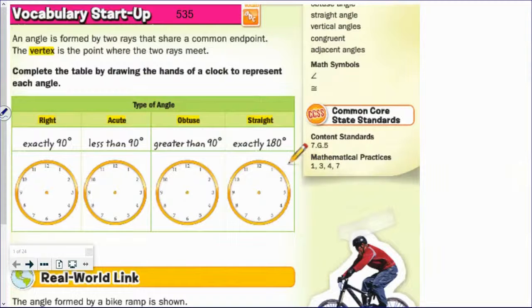So an angle is formed by two rays that share a common endpoint called the vertex. The vertex is that point where the two rays meet. Complete the table by drawing the hands of a clock to represent each angle.